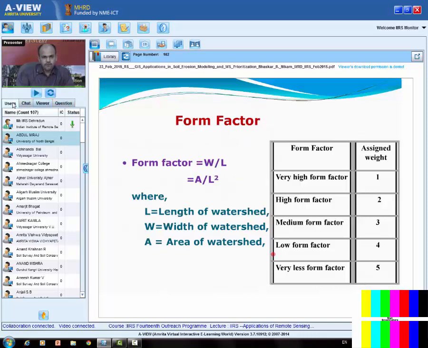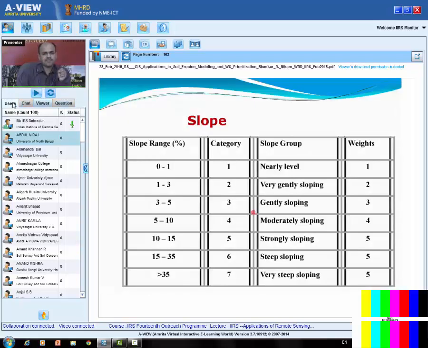And if your form factor is very low, it means your width is less and length is high, which means there is a channel available for all the surface particles very near to that erosion point. So all those particles will drain out of this area. So wherever form factor is very high, less weightage is given. Wherever form factor is low, more weightage is given. Similarly for slope, of course, where slope is high, higher weightages are given.